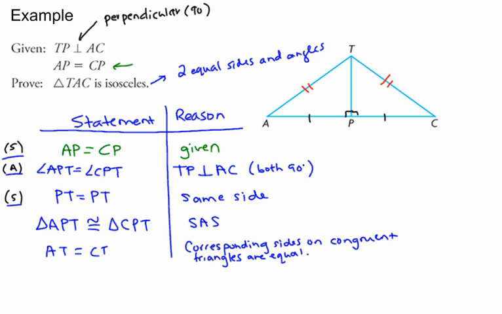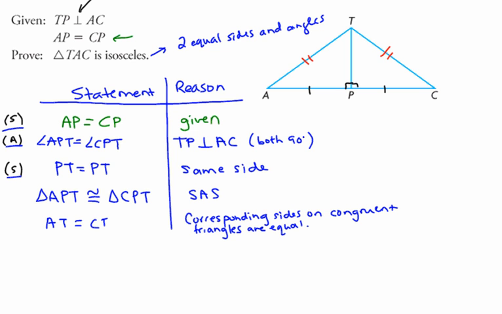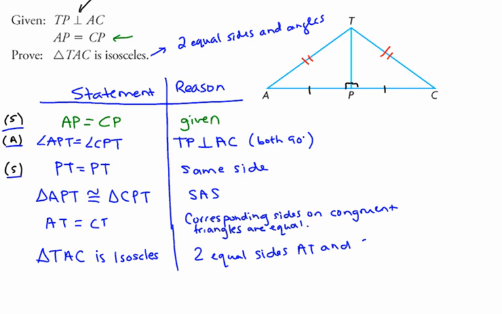Okay, so you should be able to do all of this on your own. And since the two sides are equal, did we just prove that it's an isosceles triangle? Yes. So triangle TAC is isosceles. And what's our reason? We have two equal sides. And what are the two equal sides? AT and CT. So now we've proven it is an isosceles triangle, and you have to be able to do all of this on your own. So you really want to practice those homework questions.